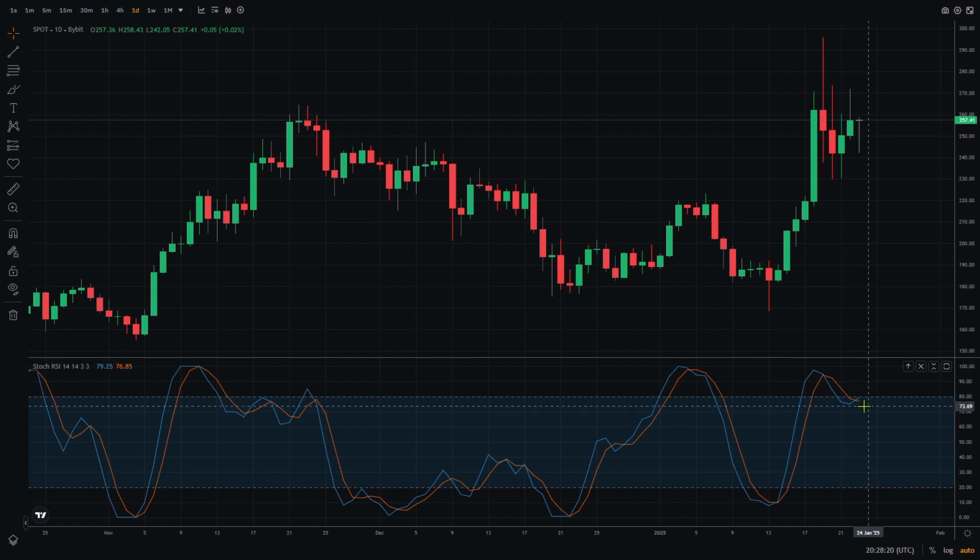When the blue line crosses under the orange from the overbought zone, look at it, 80 is the overbought zone. Once the blue line crosses the orange line around the overbought zone, this suggests that the momentum is shifting downwards, and we might say a short-term price correction. This is just how stochastic works.